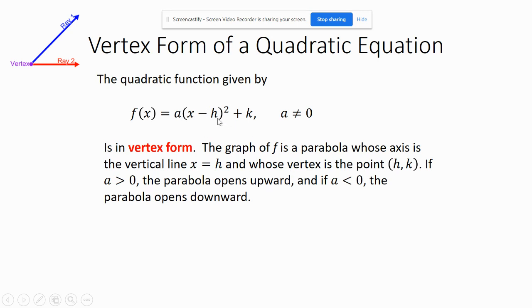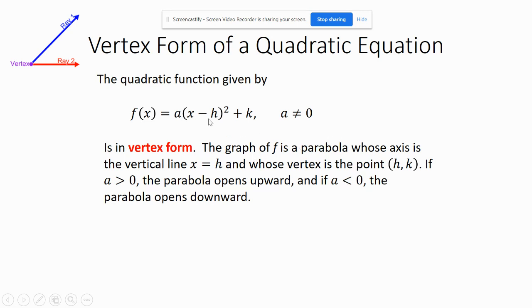Now notice h is what I call a horizontal liar, because for the h value, if it's a negative in here, it's going to be a positive in the point. It's the opposite. I call them horizontal liars because when you go to graph them, they're always moved horizontally the opposite way of what the equation says.